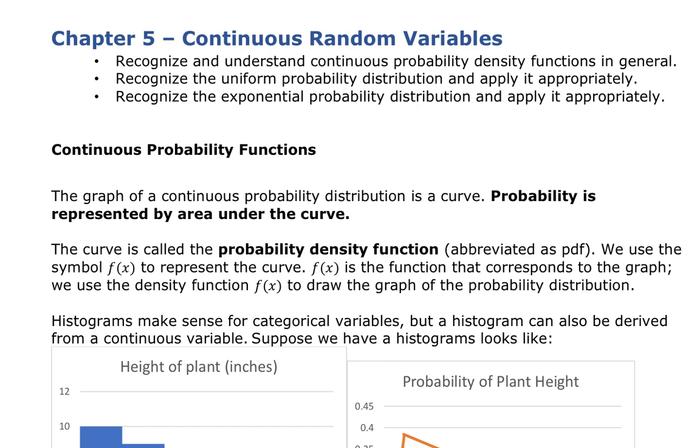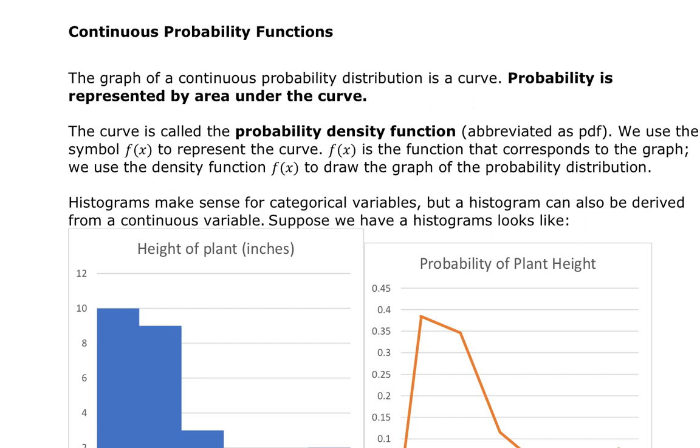So what is a continuous probability function? Well, the graph of a continuous probability function or probability distribution is a curve. Now, when I say curve, that could be a straight horizontal line. The probability is represented by the area under the curve to the axes, the horizontal axes. So that's what the probability represents, is that area.